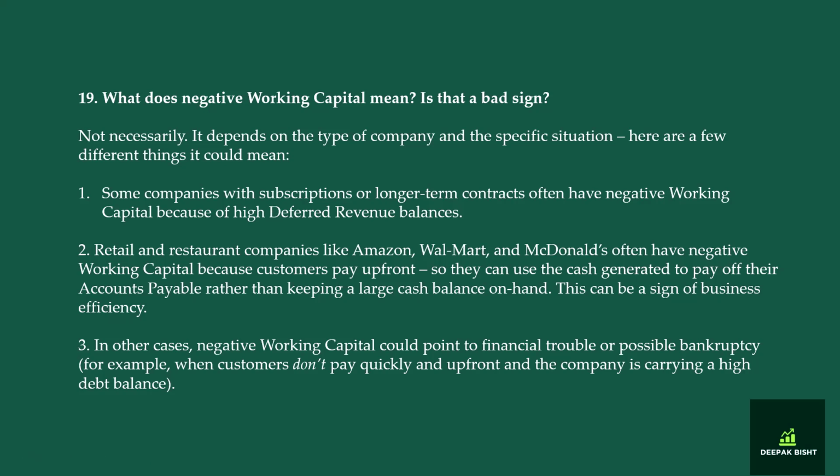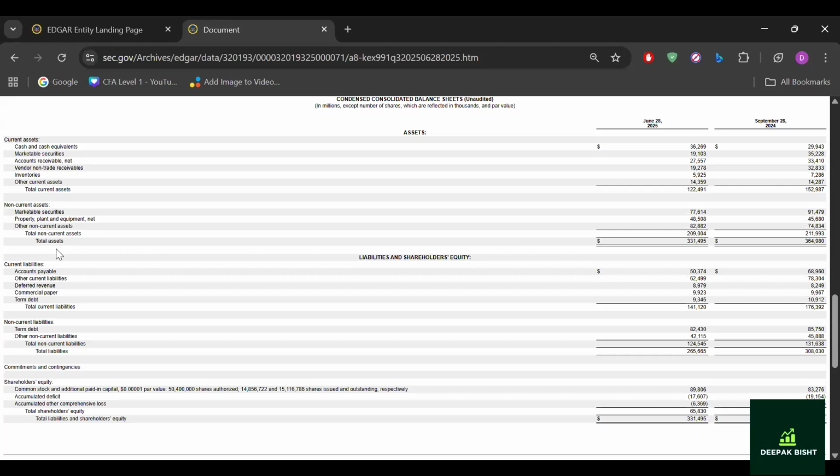So in that case, the deferred revenue component will be a part of current liabilities. In this case, the current liabilities portion will be greater than current assets. So it depends on company to company. It depends on the business model whether or not negative working capital is a bad sign or not.